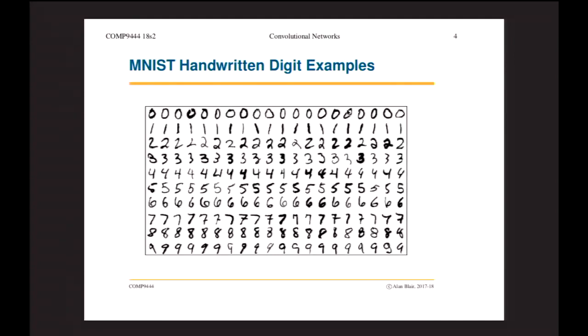And so the task here is that the input is one of these digits, and there are 10 outputs. It's a classification task, but with 10 different classes. So we've got 10 different outputs. One output says that the thing is 0, and the next one says it's a 1, and then a 2, and so on. So you've got 10 outputs.